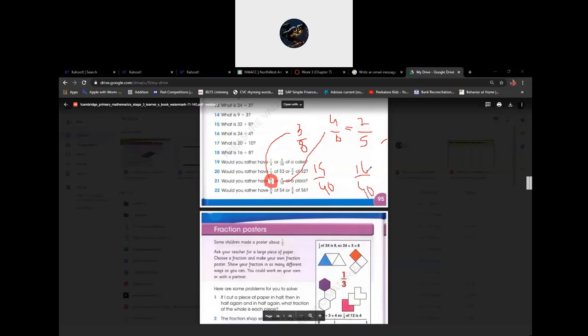So we will move on. Siegel can do 22. Would you rather have 6 eggs or 5 eggs? I would have 6 eggs for $4 because it's cheaper and it's more.